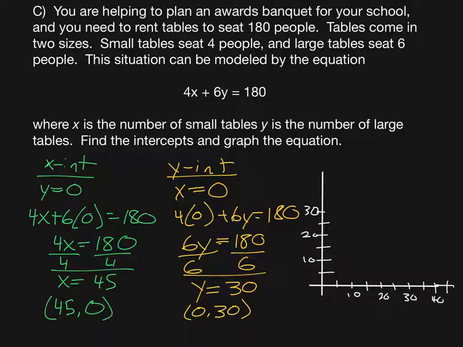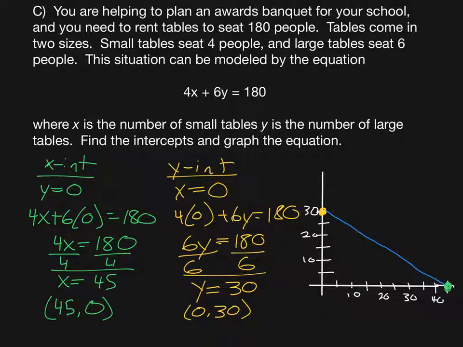Okay. So now I can plot my x and y intercepts. I have (45, 0) as my x-intercept, and I have (0, 30) as my y-intercept. Now, when I draw my line here, I'm going to be very careful to just stay between these 2 points. Think about our domain and range here. Since we're talking about tables, right, we can't have negative small tables. x represents small tables. We can't have negative small tables. We also can't have negative large tables because y represents the large tables.